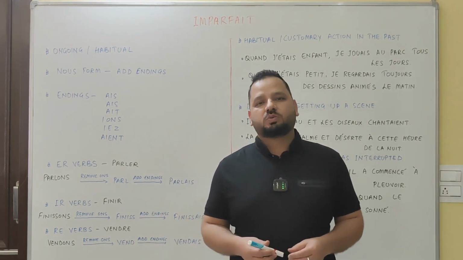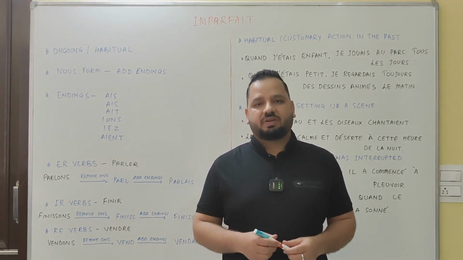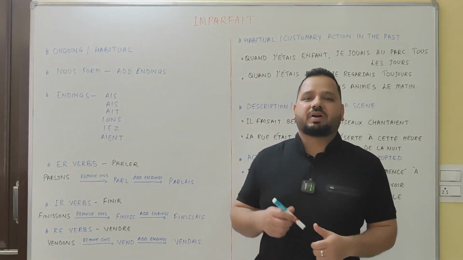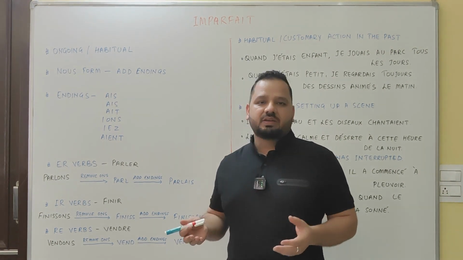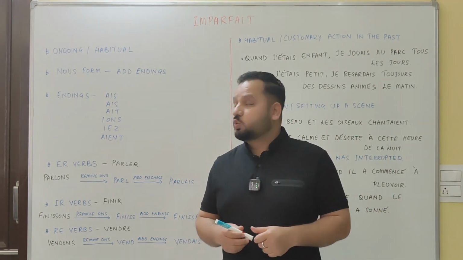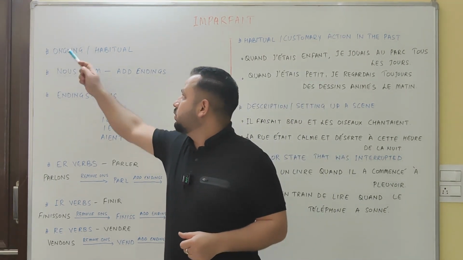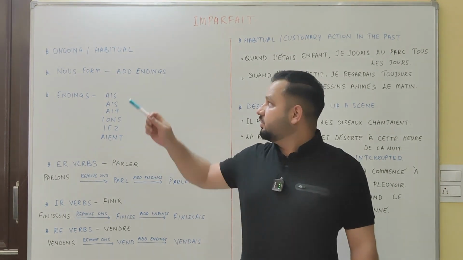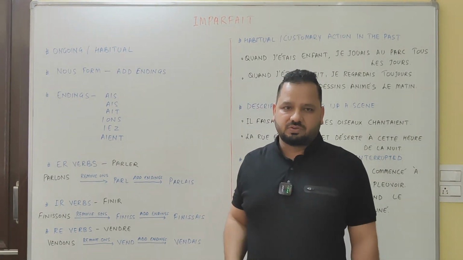Today we are going to learn the tense imparfait. So what is imparfait? Imparfait is one of the past tenses in French which we use for ongoing or habitual action.